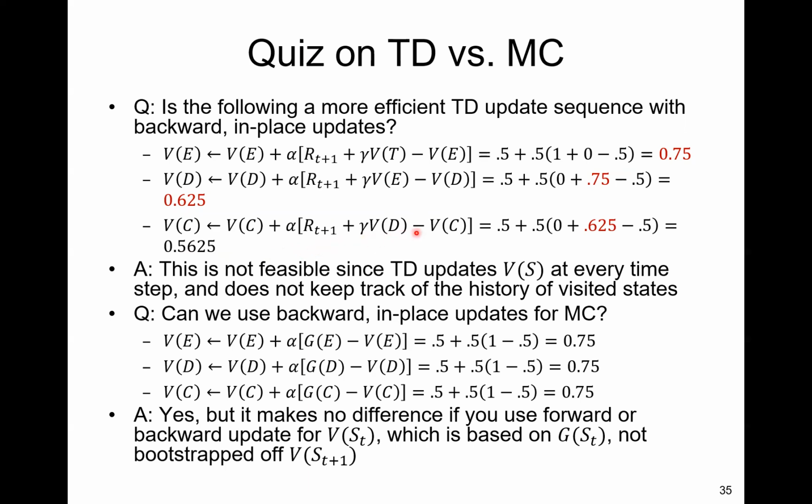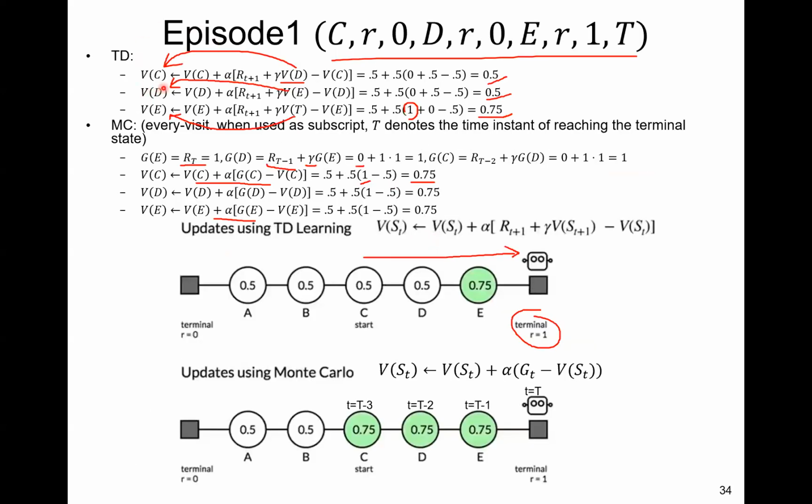But it doesn't work because TD updates V(S) at every single time step. It does not keep a history of the visited states. So when you are updating V(C), you look at one step to see V(D), but you don't see anything else because you are executing the action and you don't have any foresight. It's a one-step look ahead. Therefore, you must update V(C), V(D), V(E) in this way.